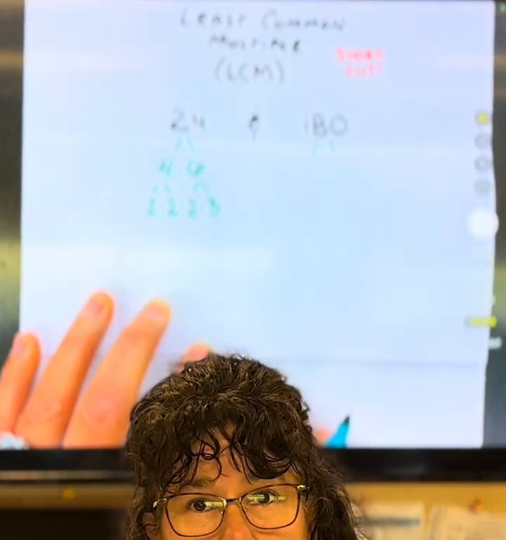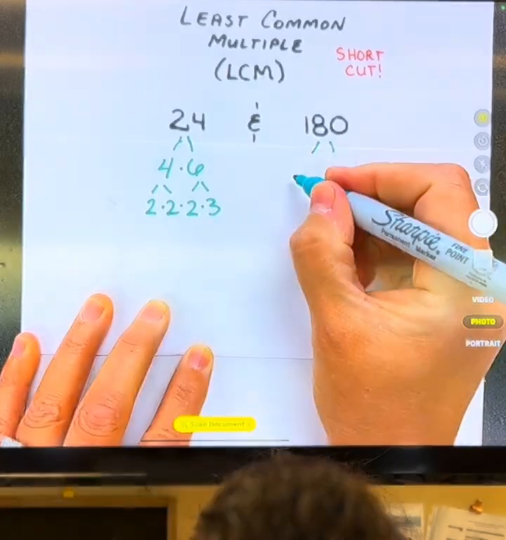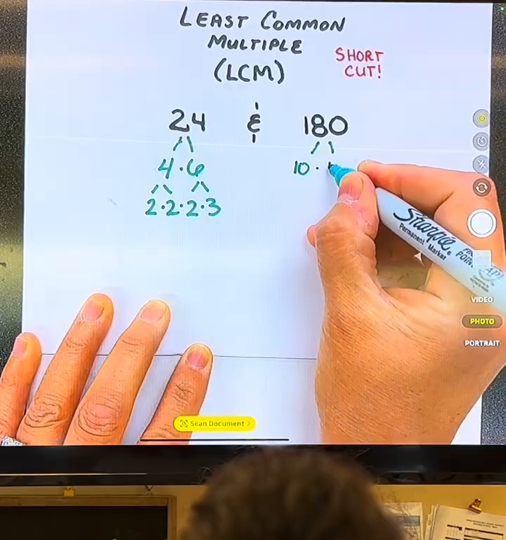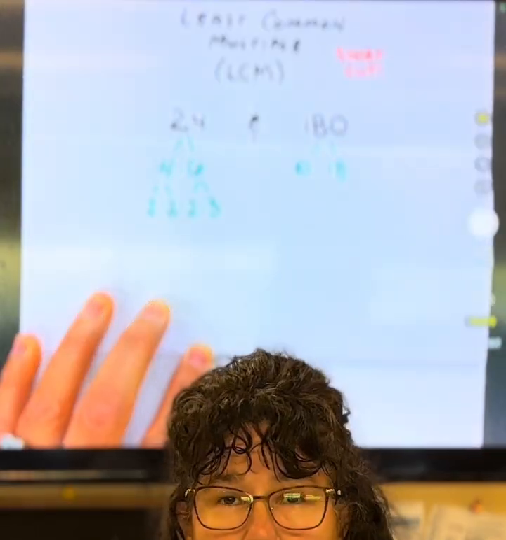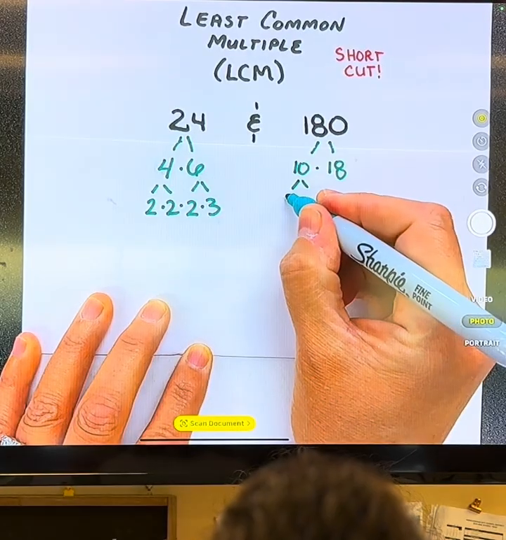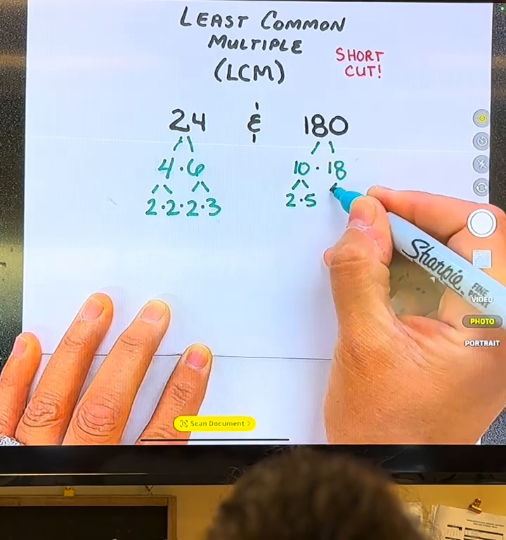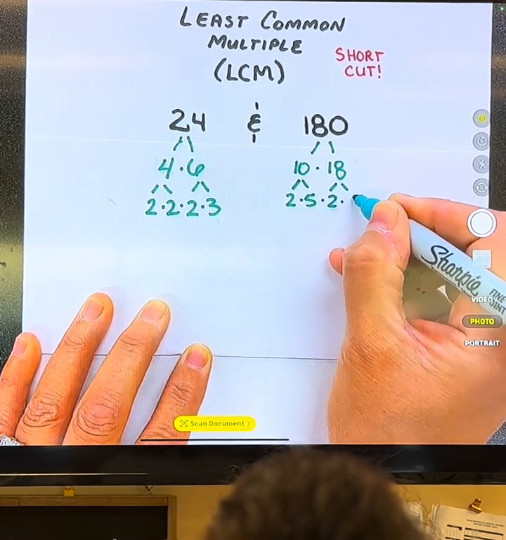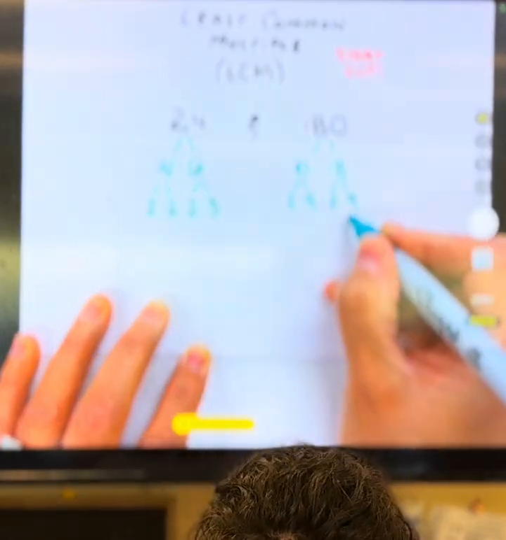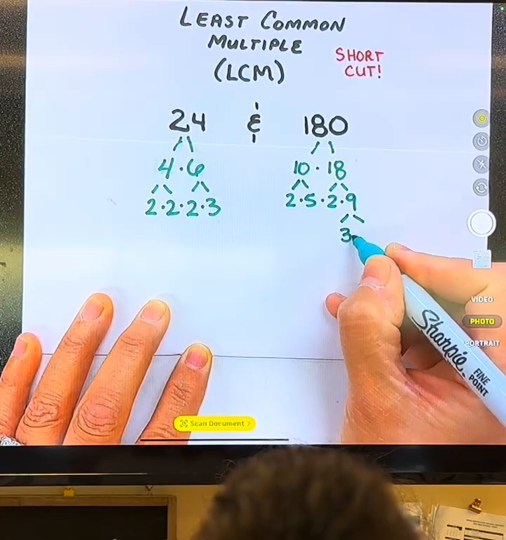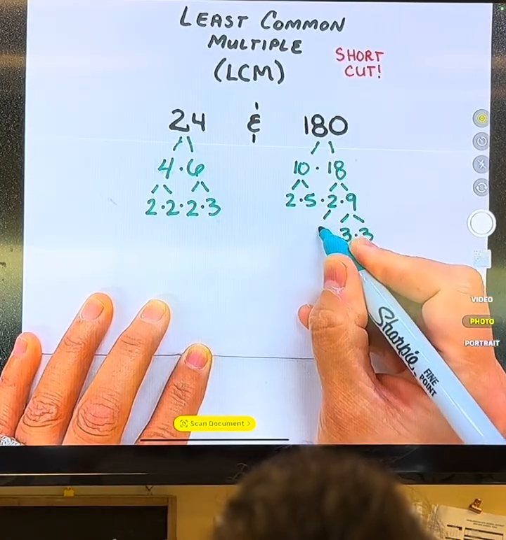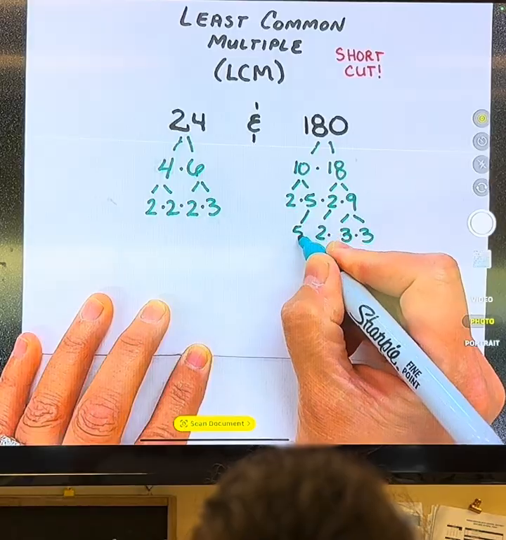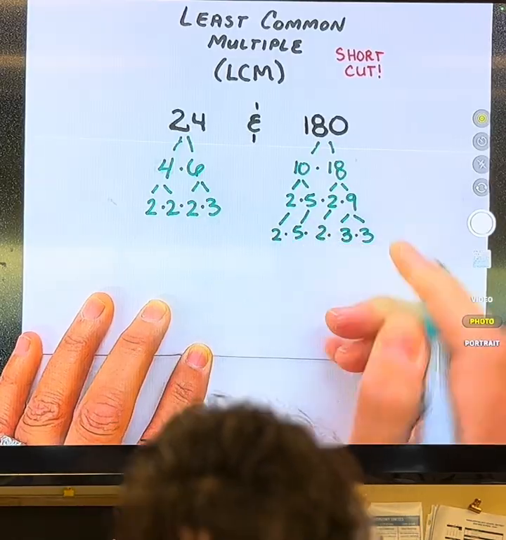Two numbers that multiply together to get 180, we could use 10 multiplied by 18. Then for 10, we can go with 2 times 5, and 18 is 2 times 9. Let's keep going because 9 can be broken down into 3 times 3. Bring down this 2, bring down the 5, and bring down the 2.